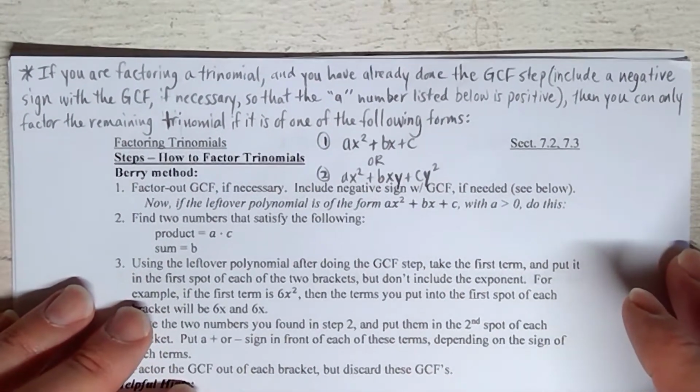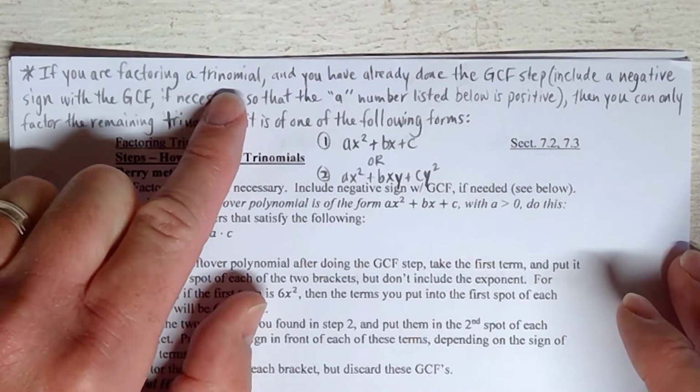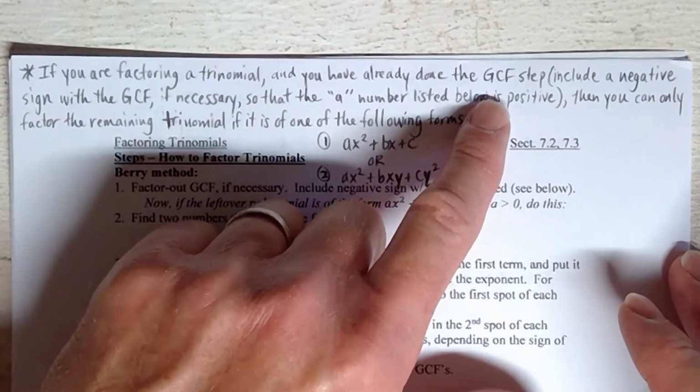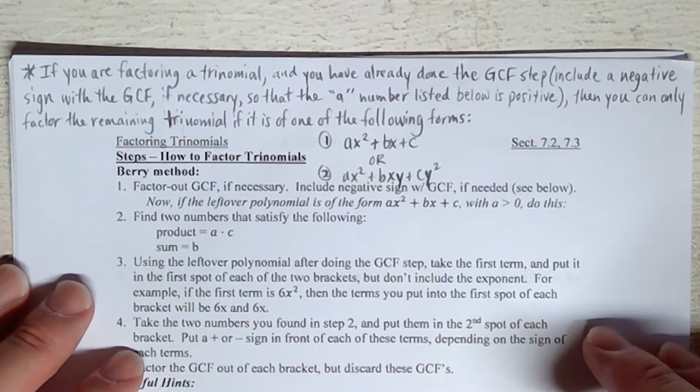But let me go through it. It says if you're factoring a trinomial, a 3-term polynomial, and you've already done the GCF step, which remember, we always do the GCF step first, whether you're doing 4 terms or 3 terms. And also, as we'll find out, 2 terms, it's all the same. The GCF step is always first. You've got to see if there's a GCF to factor out.